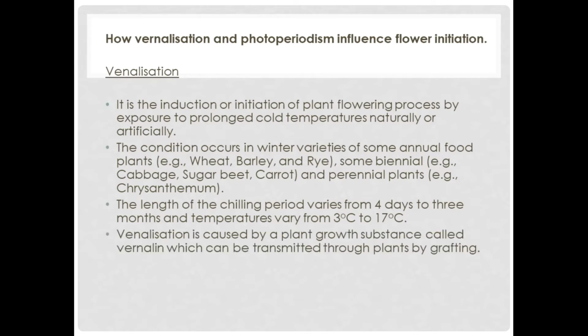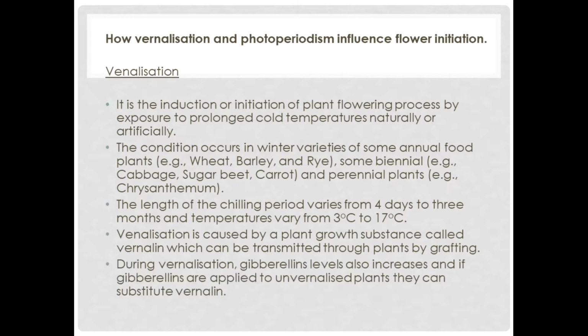Vernalisation is caused by a plant growth substance called vernalin, which can be transmitted if plants are grafted. And during vernalisation, a hormone called gibberellins also increases within a plant. And if gibberellins are applied to a plant that has not been vernalized, you can see that gibberellins can actually substitute vernalin.